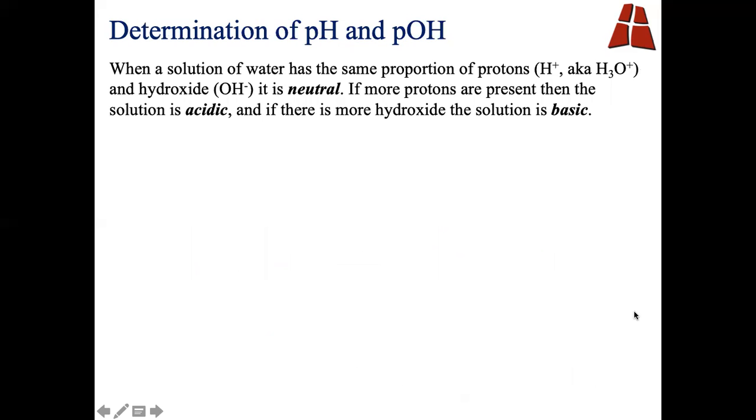All right, and so once we identify our concentrations of hydronium or protons, those are the same thing, and I will be using them interchangeably throughout the semester. So once we identify our concentration of hydronium and hydroxide, if those proportions are equal, then we would call our solution neutral. If we have a greater concentration of protons than hydroxide ions, then we would call the solution acidic. And if we had more hydroxide than our hydronium, then we would call it basic.